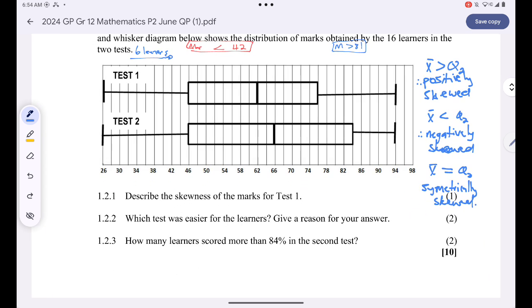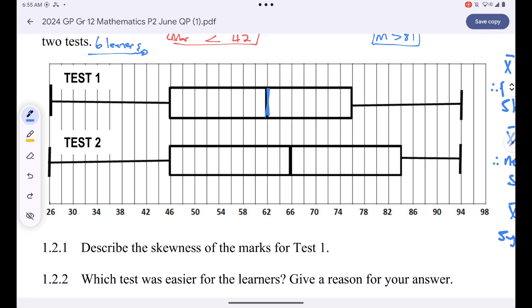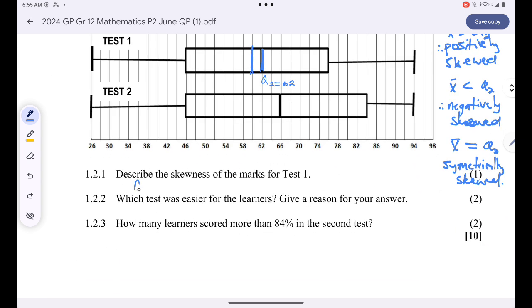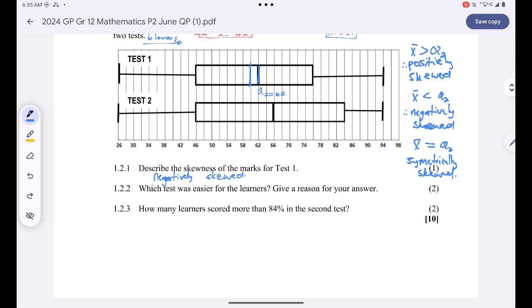Are you together? So over here, guys, my Q2 rather is just equal to 62 out of 100. But whenever I calculated my mean over there, I got 61 out of 100. So the mean is less than the midpoint of my marks. I can simply say this was negatively skewed.